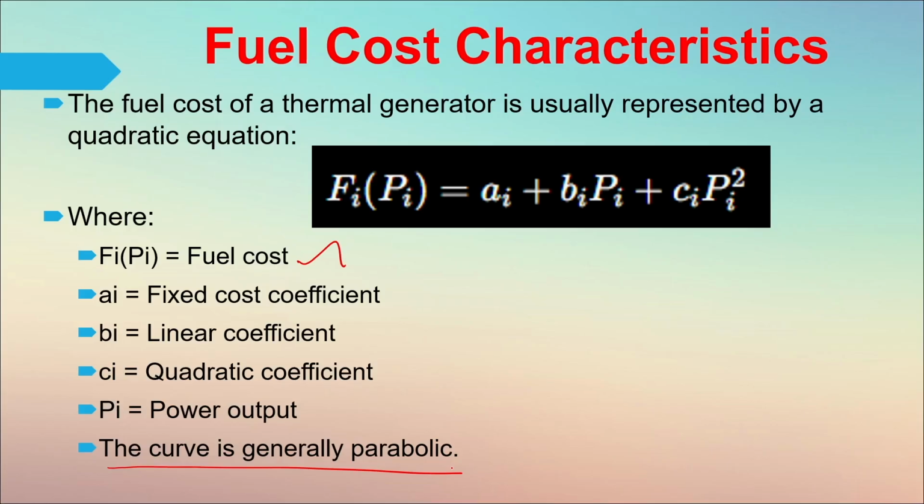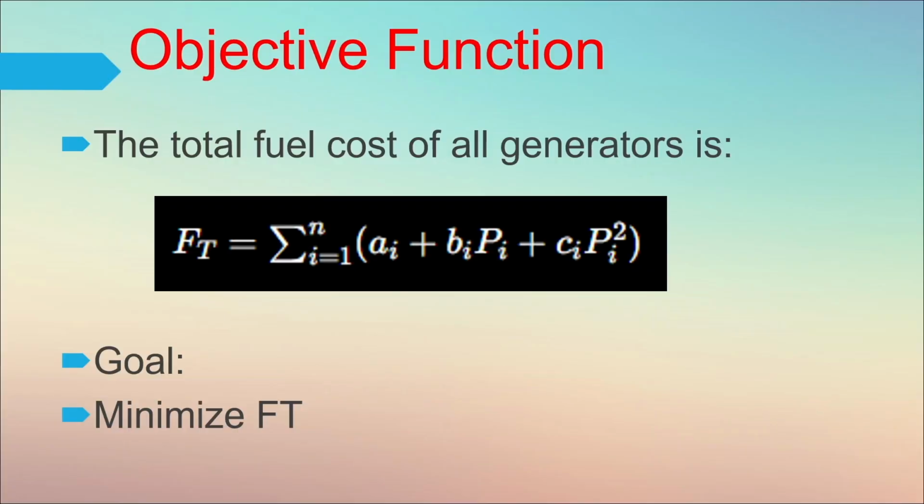When you draw the curve for this kind of characteristic, after applying suitable values for all the necessary variables, and try to draw the curve for various possible values, you find that it is a parabolic curve. Objective function: the total fuel cost of all generators is Ft = summation of i equal to 1 to n of Ai + Bi Pi + Ci Pi². Here the goal is minimization of the objective function Ft.